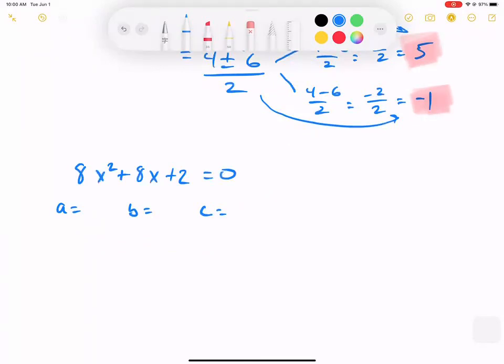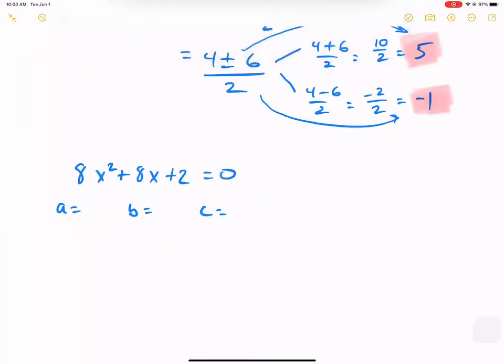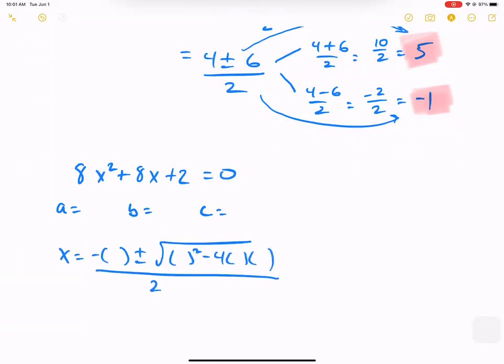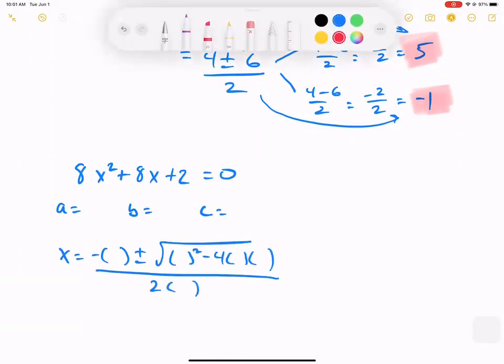So let's see what happens here. x equals negative b plus and minus square root of b squared minus 4ac all over 2a. Now let's go ahead and fill in our numbers that we have for a, b, and c. Hopefully you'll see that a is in front, then b, and c. This is the exact order that we would think about the letters. a is 8, b is 8, and c is 2.